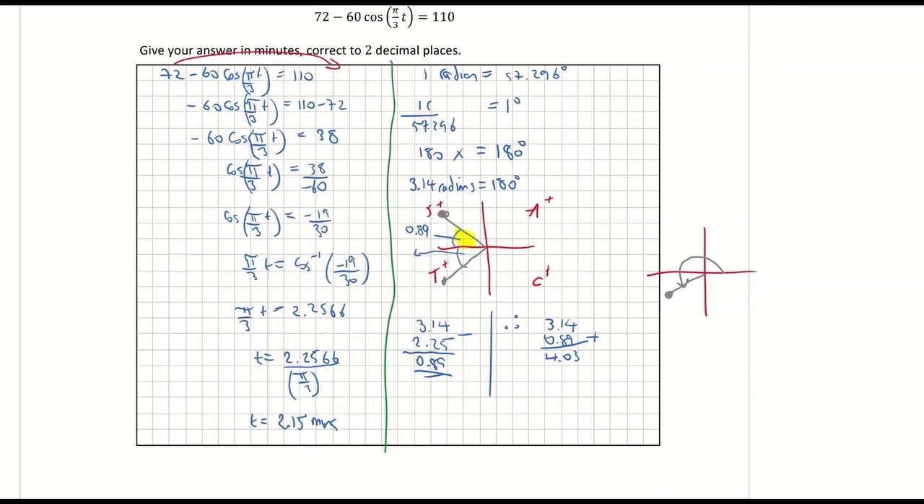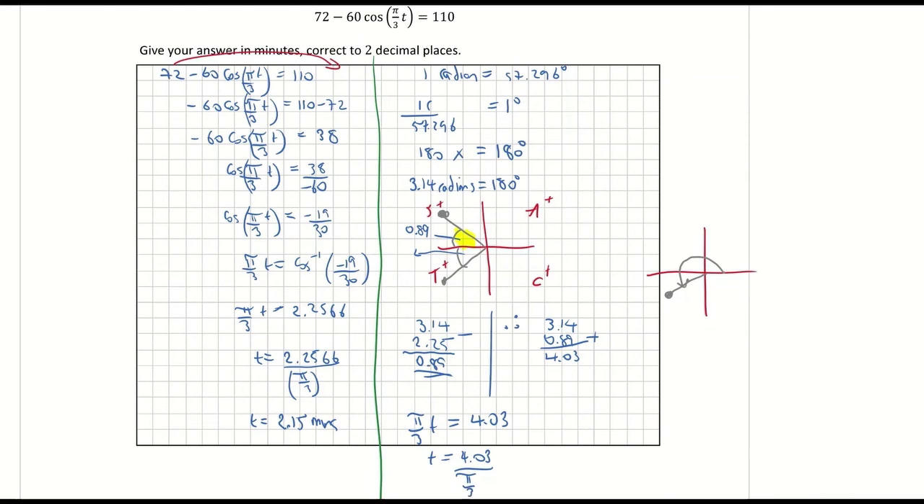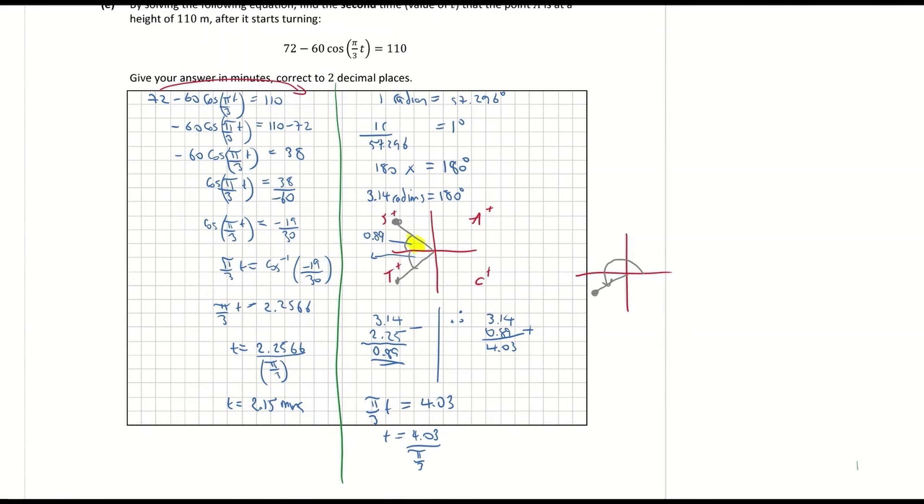So there's 4. I'm now going to come back down. I'm going to take this section here, redo it, but letting it equal to 4.03. So my final step here, I'm running out of space here. So I'm going pi over 3t is equal to 4.03. Solving for t, so t is equal to 4.03 divided by pi over 3. T is equal to 3.85 minutes. So that's our second value for t.